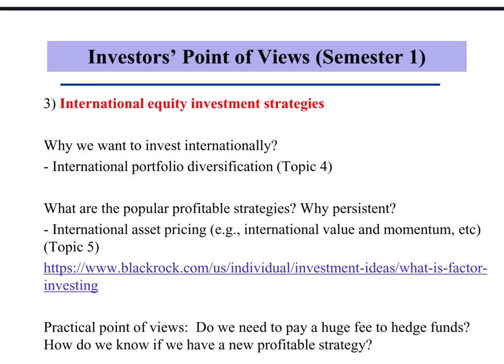And then finally, we're going to talk about successful international stock market investment strategy. First of all, why we want to invest in international stock market? There should be some rationale for that. So we're going to talk about international portfolio diversifications as the reason for that in topic 4. And what are the popular profitable strategy in domestic stock market investment and international stock market investment? And why those strategies are providing persistent profit? In order to understand that, we need to understand international asset pricing model. We're going to talk about some international value effect, momentum effect, and other effect in topic 5.